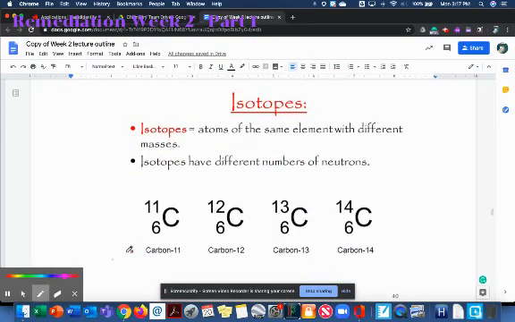If we look at some specific element like carbon, we see that this carbon has 4 different types of atoms. They're all carbon. Notice their atomic number is all the same, but they have different mass numbers because they have different numbers of neutrons. We call these isotopes. So same element, same number of protons, different numbers of neutrons, and so they have different masses.